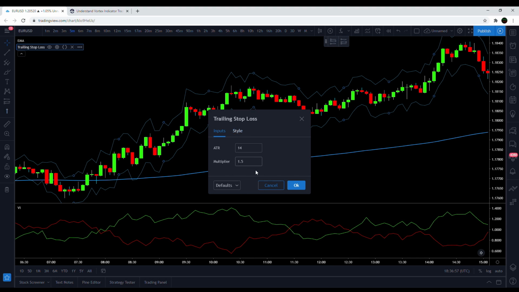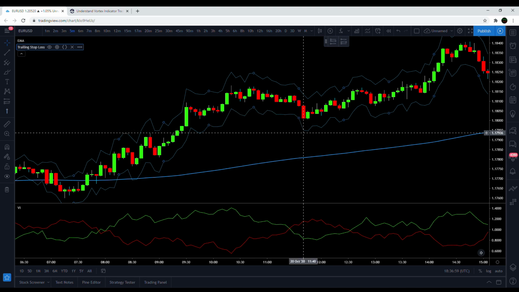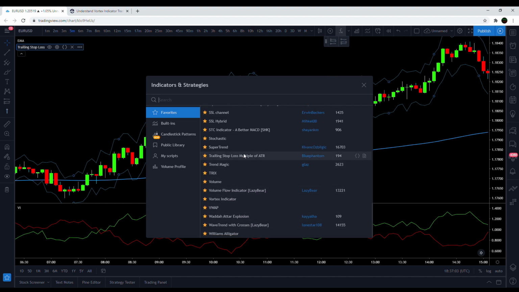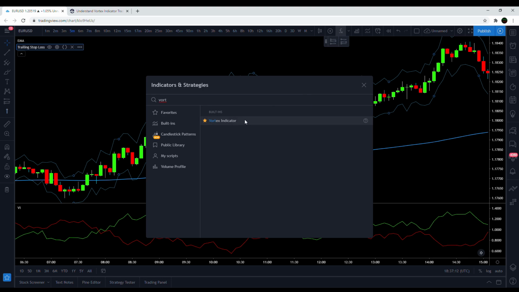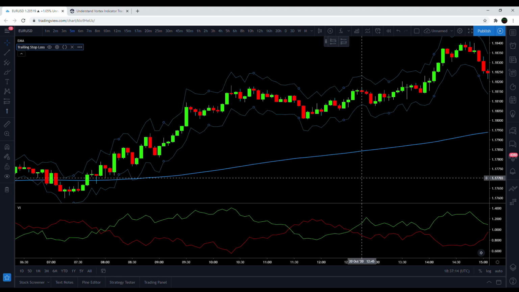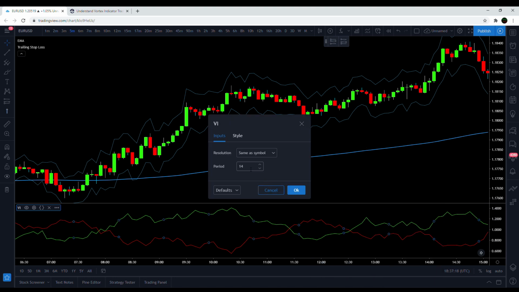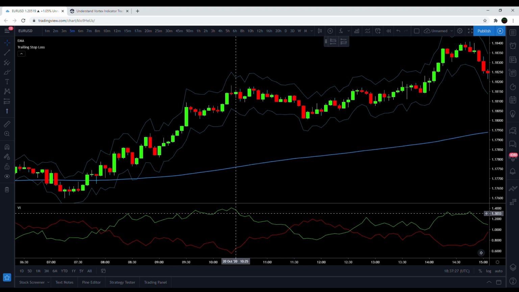Period 14, 1.5 multiplier, it's just on default, and I'll show the actual indicator as well since people tend to ask. So here's that stop loss indicator, and then the actual Vortex indicator, it's just called Vortex Indicator. I also have this on default settings, period 14, and then I've just changed the colors to green and red to more clearly illustrate what each of the lines is doing.